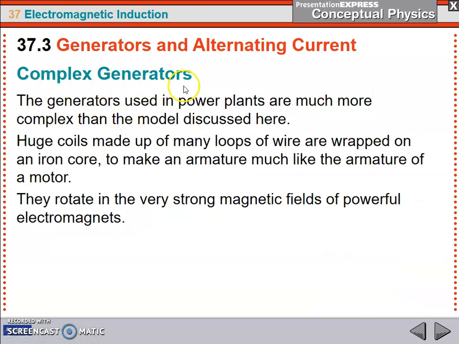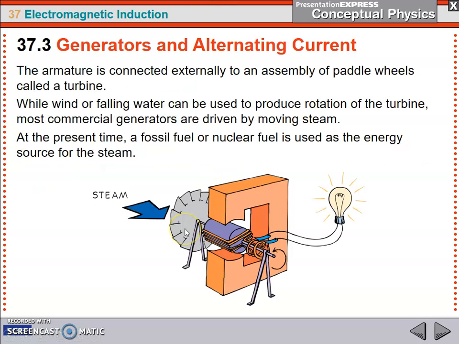Now, complex generators. Generators used in power plants are much more complex than the model discussed here. Huge coils make up many loops of wire, and they are wrapped on an iron core to make an armature much like the armature of a motor. They rotate in the very strong magnetic fields of powerful electromagnets. And that's what I used to do for a living.